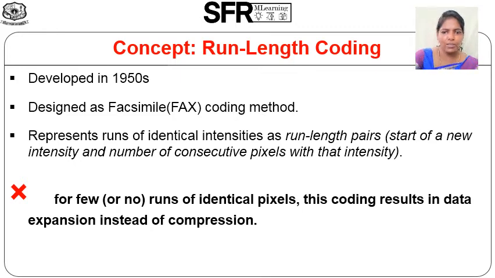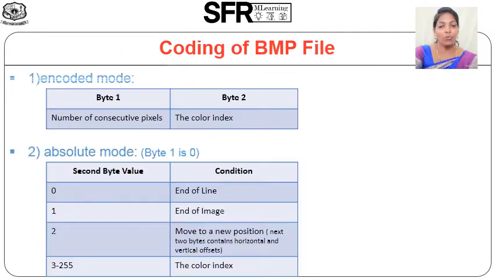So let me see how it is useful for compressing binary and BMP images. For coding a BMP file, it involves two modes of encoding. One is encoded mode and the other is absolute mode. In encoded mode, it involves 2 bytes. The first byte contains the number of times the particular pixel value is repeated, and the second byte contains the actual color value which is getting repeated. In the absolute mode also it has 2 bytes, but the first byte is always 0. We have to consider the second byte here.